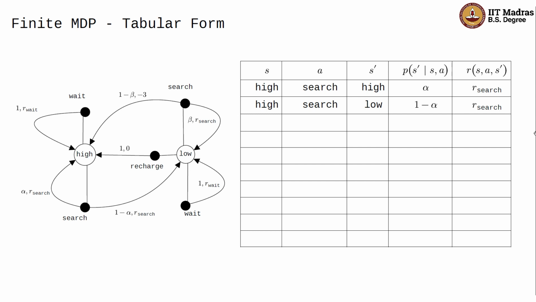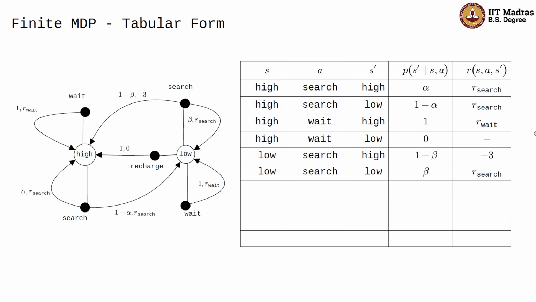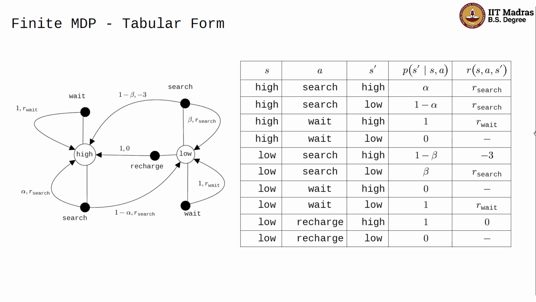R search could be, say, something like 7. So on an average, you are going to collect 7 cans while you are searching from the state high. As we have just mentioned before, the state doesn't matter. You will collect on an average 7 cans while you search. If you decide to wait, on an average, you may collect, say, 3 cans. So our R wait will be 3. But the transitions are deterministic because when you wait, charge level doesn't change. Now you can think about something similar for the state low. You search, you wait, and you recharge. So you can just fill up the rest of the table.